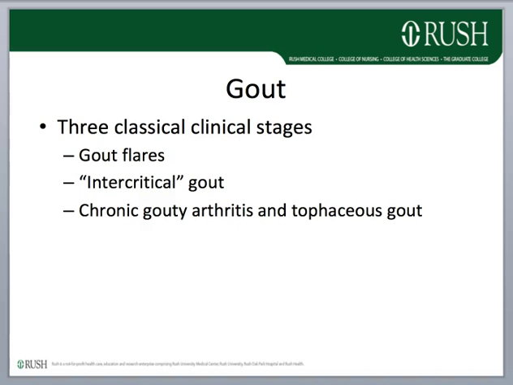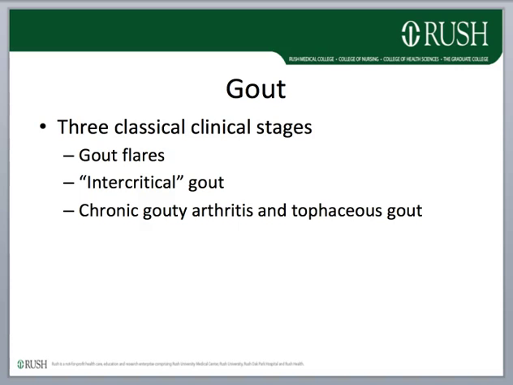Gout classically progresses through three clinical stages called gout flares, intercritical gout, and chronic gouty arthritis and tophaceous gout. The clinical stages of gout can be regarded as emerging sequentially, but with some overlap, with clinical severity that often parallels the frequency of gout flares and leads to the eventual development of chronic gouty arthropathy and tophaceous gout.